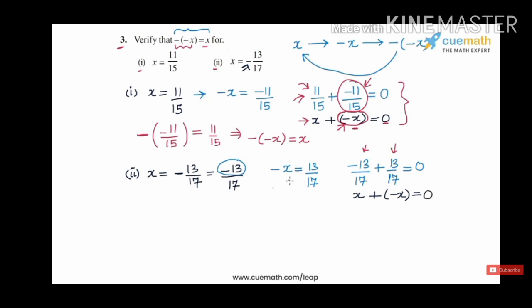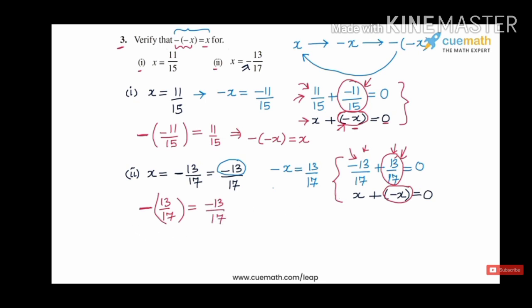Now once again, just as in the first part, the same equation tells you what the additive inverse of negative x, or of 13 by 17, is. What number added to 13 by 17 gives you 0? Well, that number is minus 13 by 17. So the additive inverse of 13 by 17 is minus 13 by 17. The additive inverse, which is the negative of 13 by 17, is minus 13 by 17.